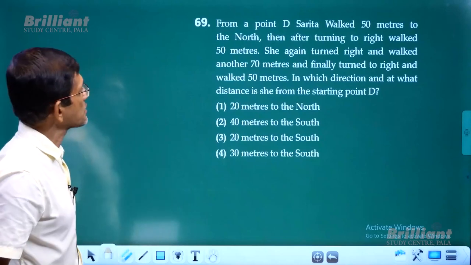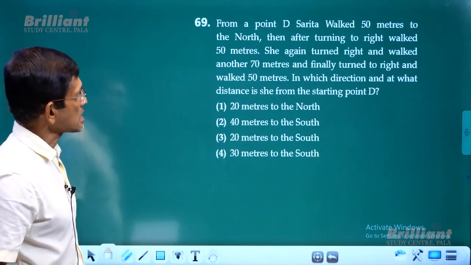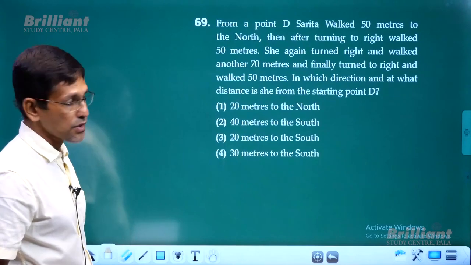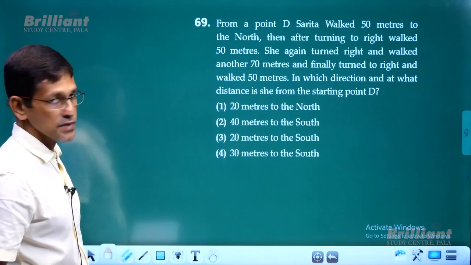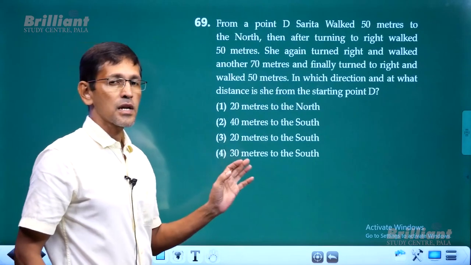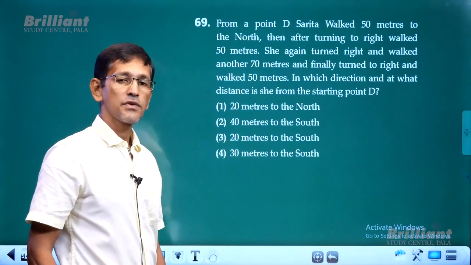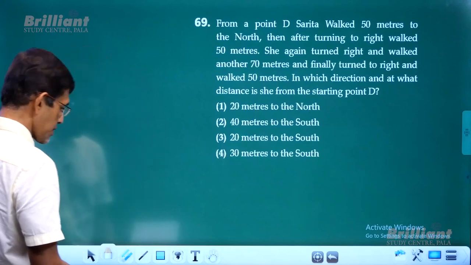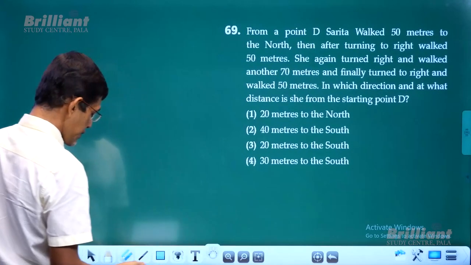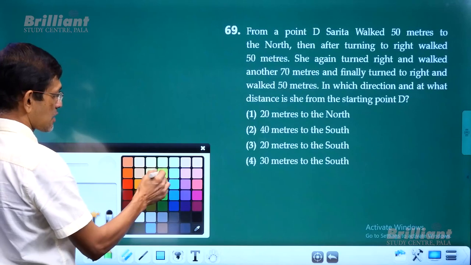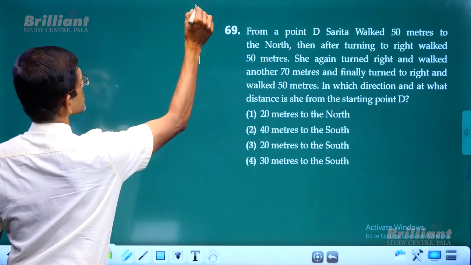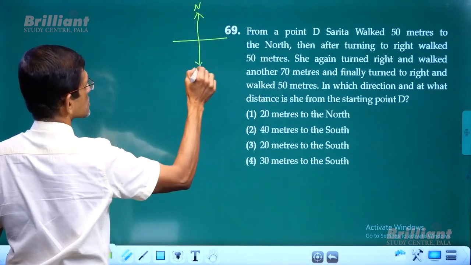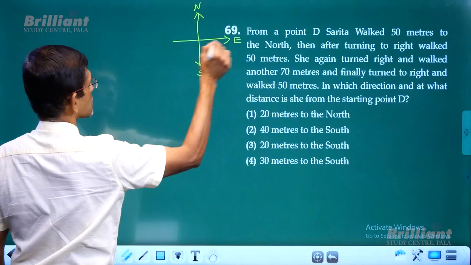69. What is the question? From a point D, Sarida walked 50 meters to the north. Then after turning to right, walked another 50 meters. She again turned right and walked another 70 meters. So this is pretty much a direction sense question. How do we deal with it? If you follow the standard directions, that would be easy for us to deal with this question. So what are the standard directions? This is north, this is south, east, and west.